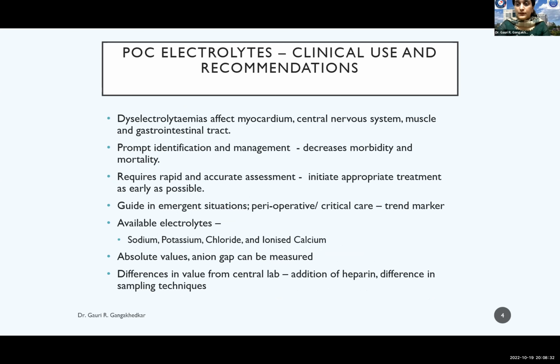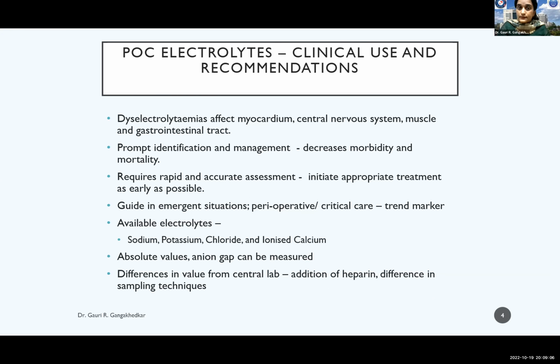Now dyselectrolytemias have severe effects, like they affect the myocardium, the central nervous system, the musculoskeletal system, the GI tract, everything. And prompt identification and management has the potential to decrease morbidity and mortality. Now, how do we do this? If we want to decrease this morbidity and mortality, we would need a rapid and accurate assessment, not just rapid. We would need an accurate assessment because we want to know what we're treating and what the proportion of the severity is, and thus initiate an appropriate treatment as early as possible.